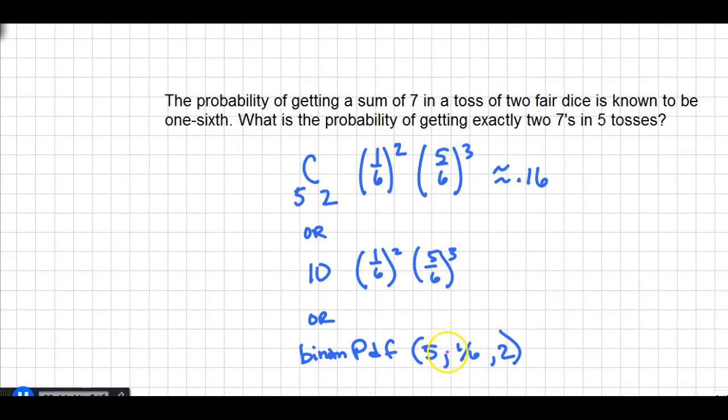Three different ways to do this question. You could use the binomial PDF because you're only looking for one particular outcome. In all 3 cases, you should get about 16%.